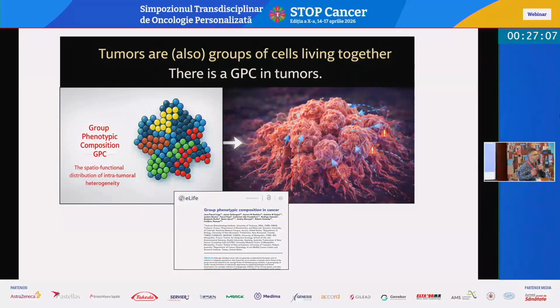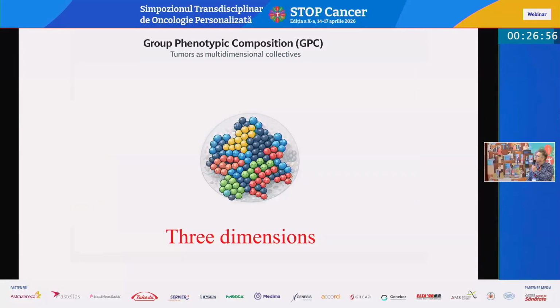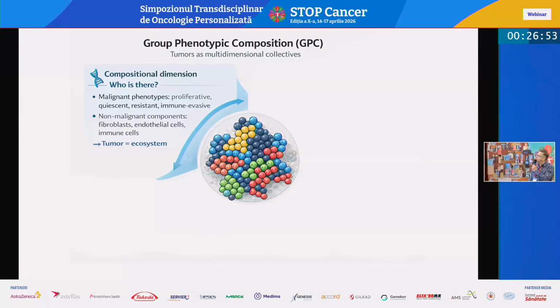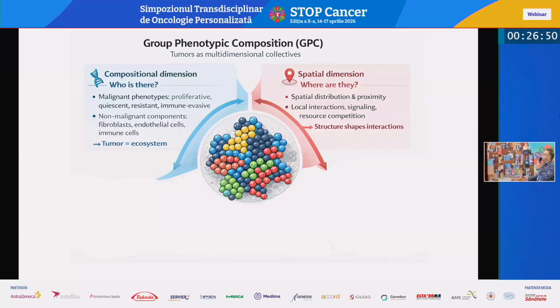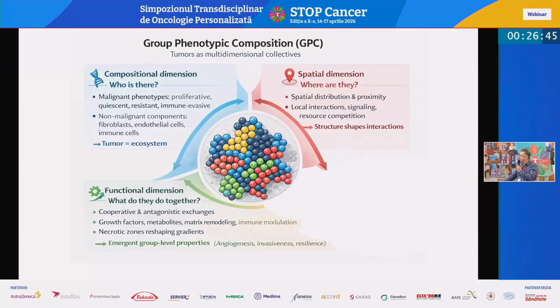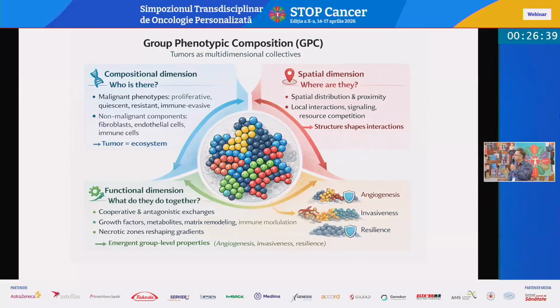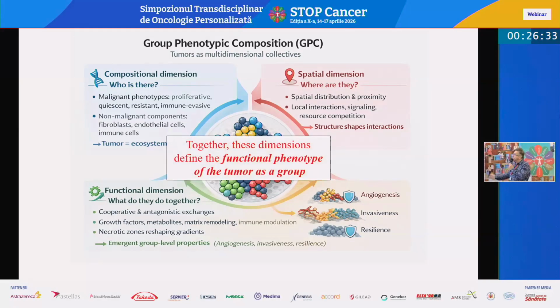There is a GPC in tumors because there is a spatio-functional distribution of the intratumoral heterogeneity, and this can be described according to at least 3 dimensions. First, who is there? This is the compositional dimension. Then, where are they? This is the spatial dimension, and this brings us to the third point. What do they do together? This is the functional dimension, and what are the emergent collective properties such as angiogenesis, invasiveness, and resilience? Together, these dimensions define the functional phenotype of a tumor as a group, the GPC of tumors.